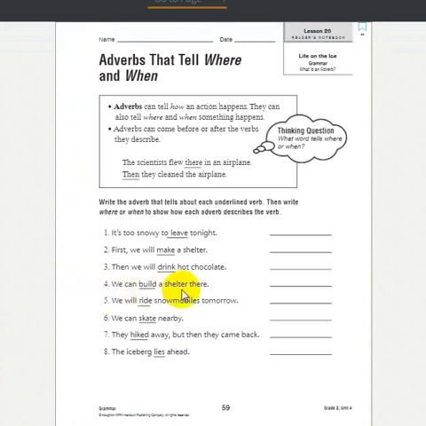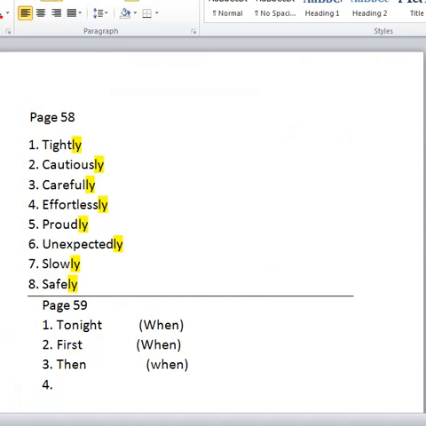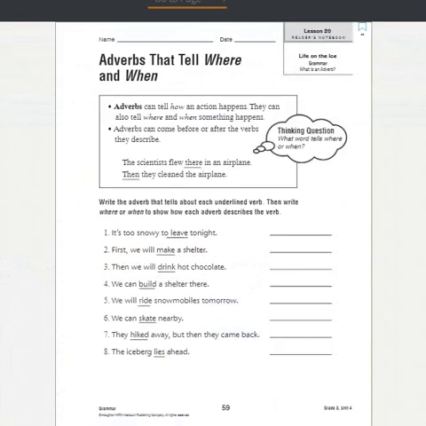We can build a shelter there. The verb here is build. What's the adverb? There. There tells us where they can build, right? So, there. And it's an adverb of what? When or where? Excellent. Yes, where. Great job. Okay, let's move on to number 5.